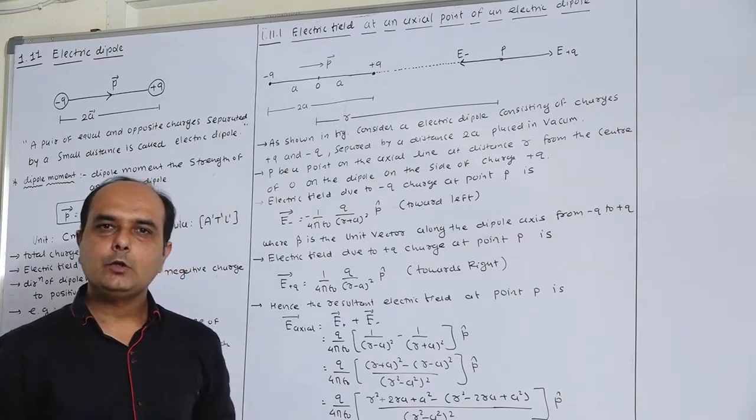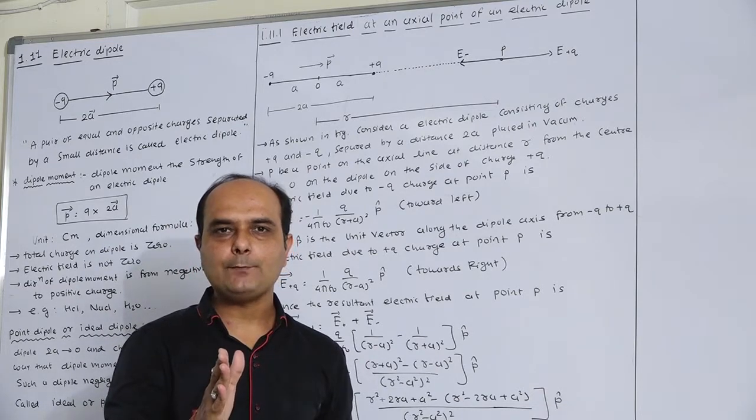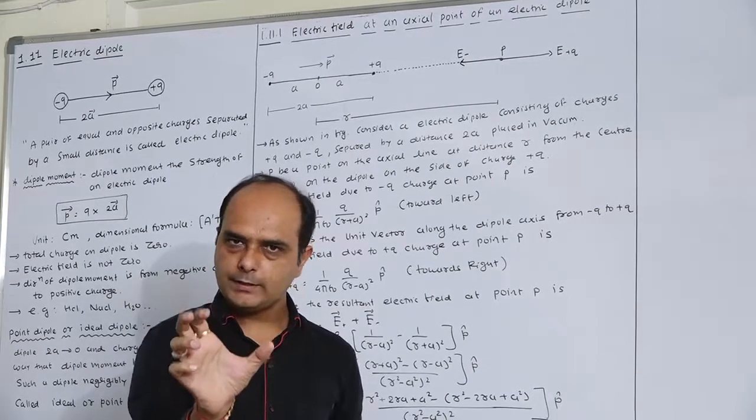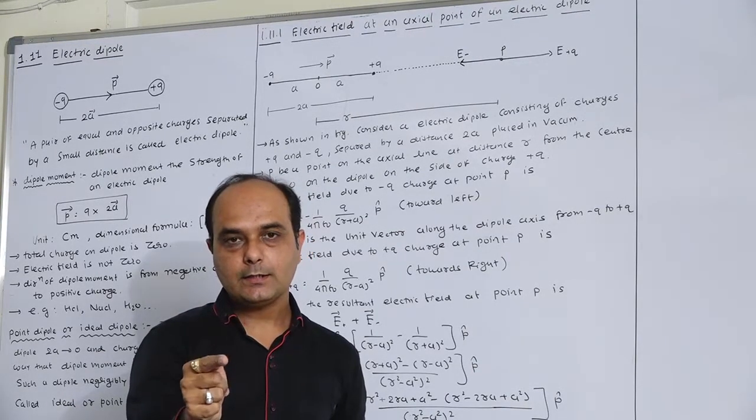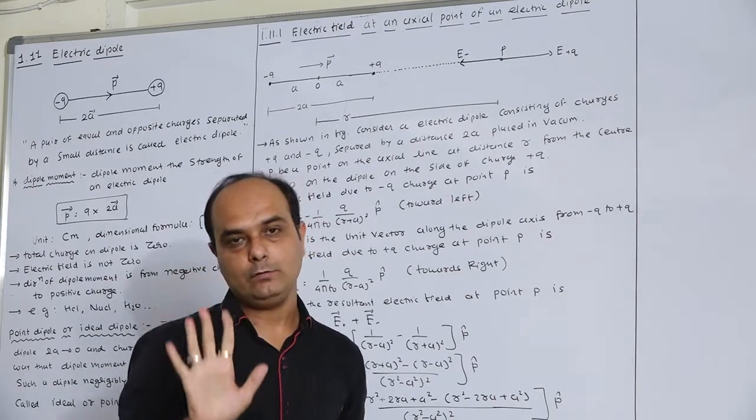Well, students, the topic about the electric dipole is completed. What is the equation of dipole moment? That is vector P is equal to Q into 2A. Already studied. Now the next thing is to calculate the electric field on the axis of the dipole.